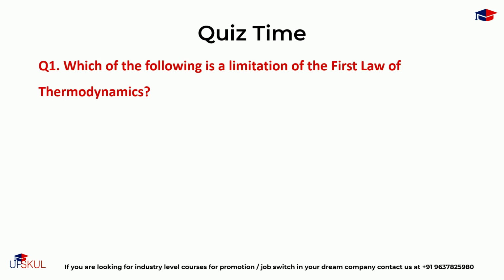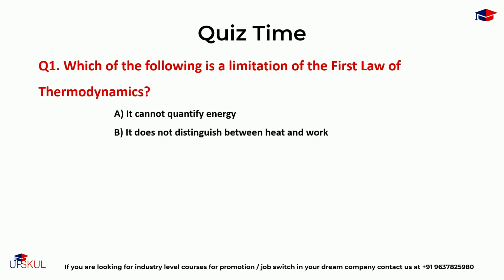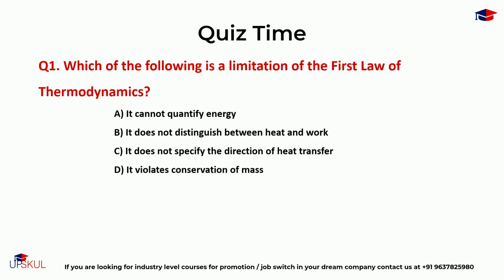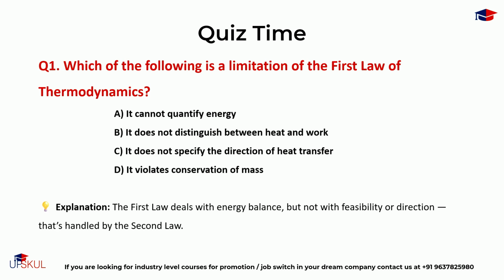Question 1. Which of the following is a limitation of the first law of thermodynamics? A. It cannot quantify energy. B. It does not distinguish between heat and work. C. It does not specify the direction of heat transfer. And D. It violates the conservation of mass. Now, the first law deals with energy balance but not with feasibility or direction. That is handled by the second law. So, the answer will be C.